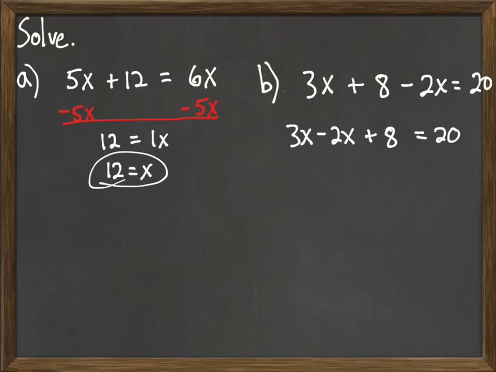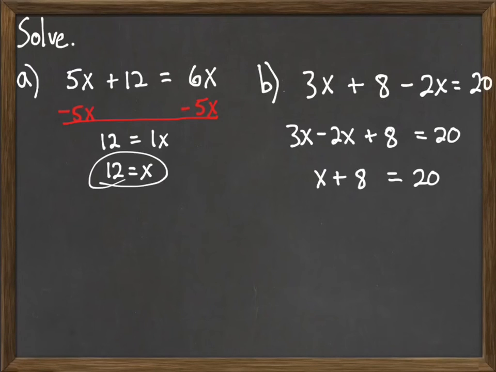3x minus 2x is 1x, or just x, and then that's plus 8 equals 20. So we've gone through and we've simplified first. Remember, you just simplify by putting your like terms together. And now we have an equation, x plus 8 equals 20, that we want to solve.